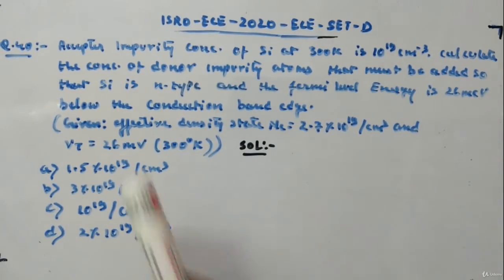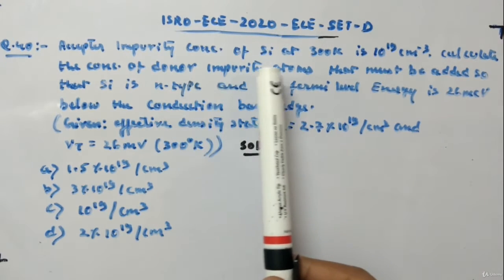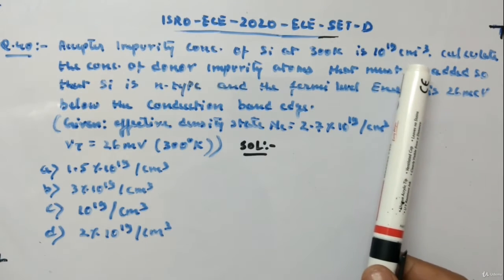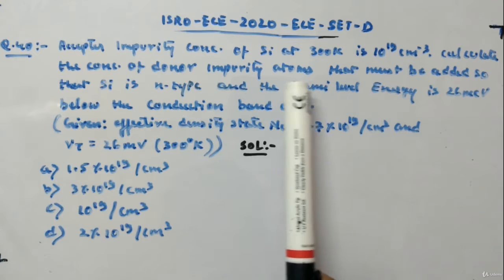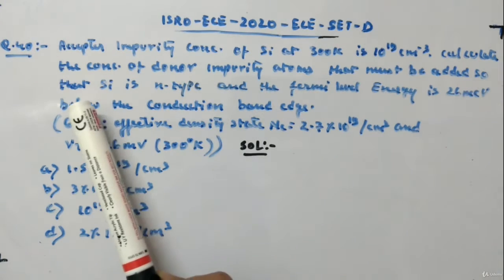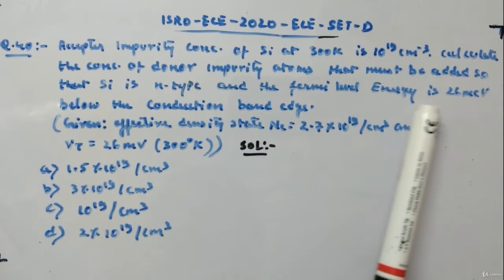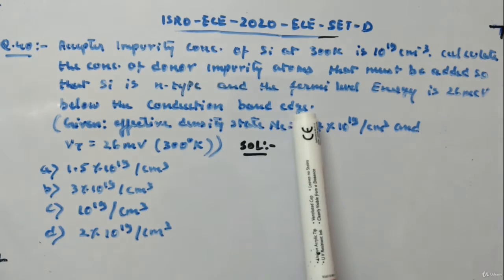Okay, so question number 40. Acceptor impurity concentration of Si at 300 Kelvin is 10 to the power 19 per centimeter cube. Calculate the concentration of donor impurity atoms that must be added so that silicon is n-type and the Fermi level energy is 26 milli electron volt below the conduction band edge.